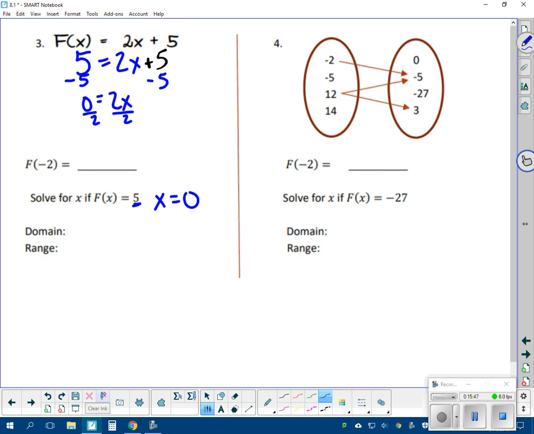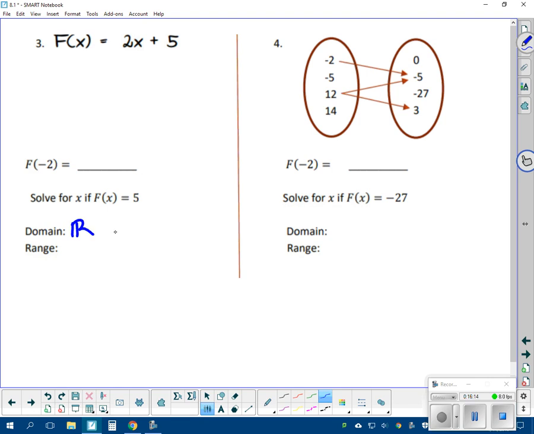Okay, domain is all the possible inputs, but they didn't give us a list of those. Well, is there anything we couldn't plug in for this x? I think I could plug in any number I want. Positive, negative, fraction, decimal. I could always multiply by 2 and add 5. So any number will work. So we call that all real numbers. And the symbol for that is a capital R, but with 2 legs there. Okay, so capital R, but you put an extra leg. So draw 2 lines, then make the rest of the R.